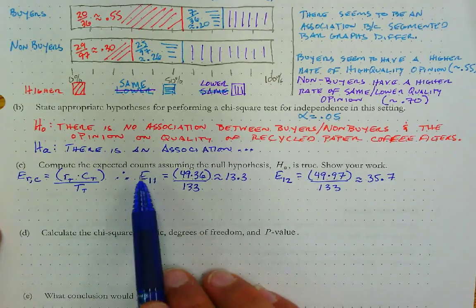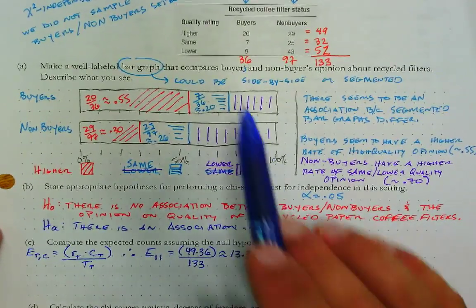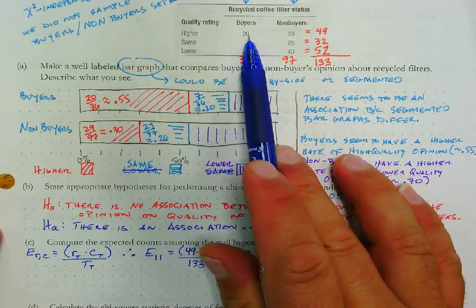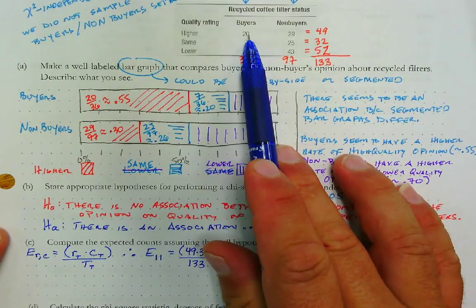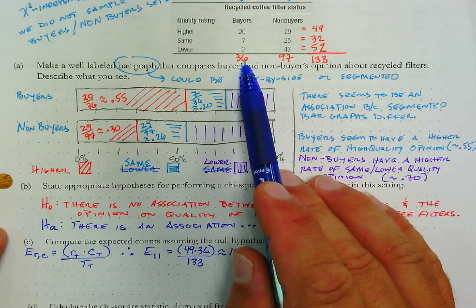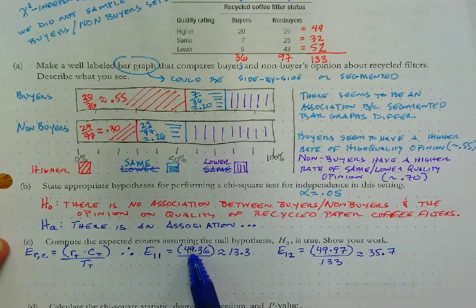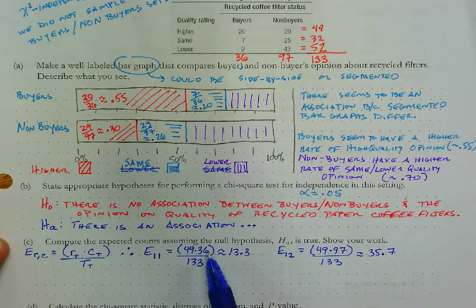So E11 represents row 1, column 1. If I come up here, row 1, column 1, this position has a row total of 49, a column total of 36, a total of 133. So row total, column total, which ends up being about 13.3.